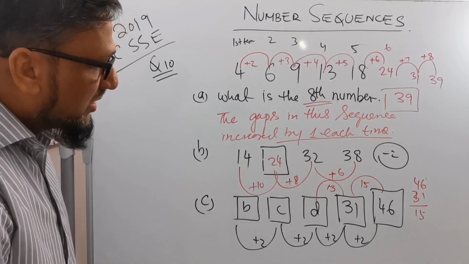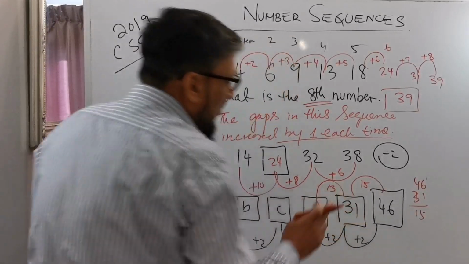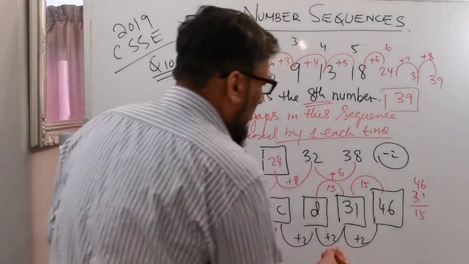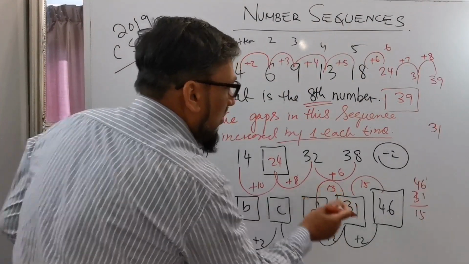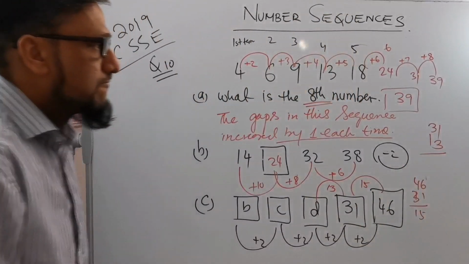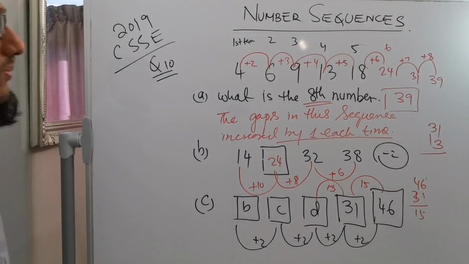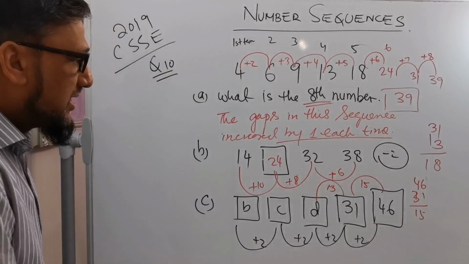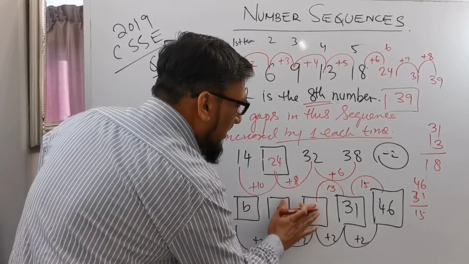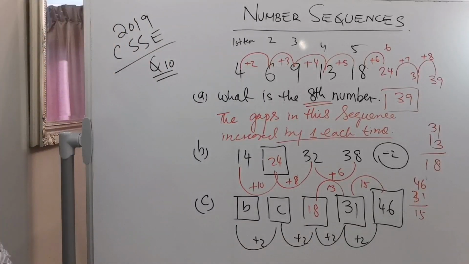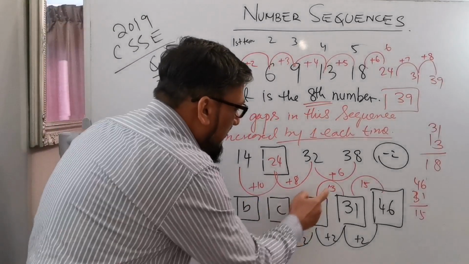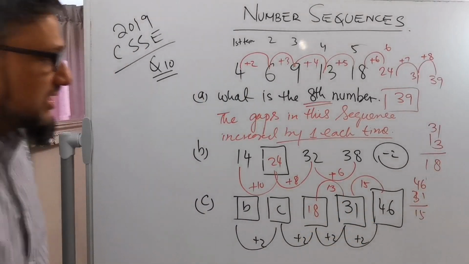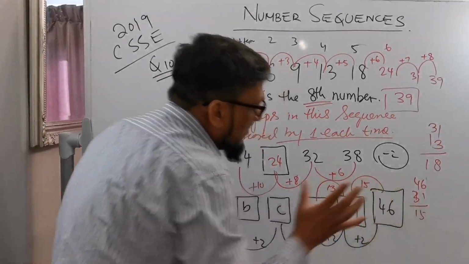So what are we doing? 31 take away 13, so the number will be 18. So D will be 18. You can check as well: 18 plus 13 is 31, and 31 add 15 is 46.